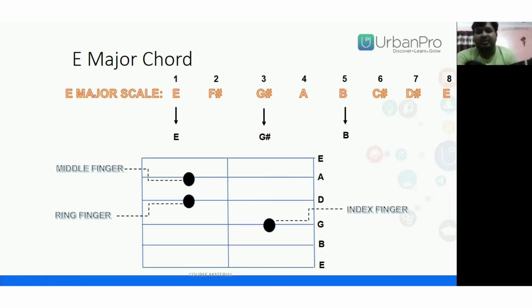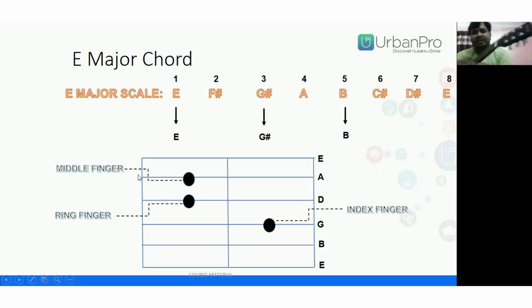Then after you go below, on G, G sharp is the nearest one. So after G, you form the G sharp here on the first fret of the G string. B is open here, and E is also open. In this way, you have formed the E major chord, and you have to place the index finger on the first fret of the G string, ring finger on the second fret of the D string, and middle finger on the second fret of the A string.